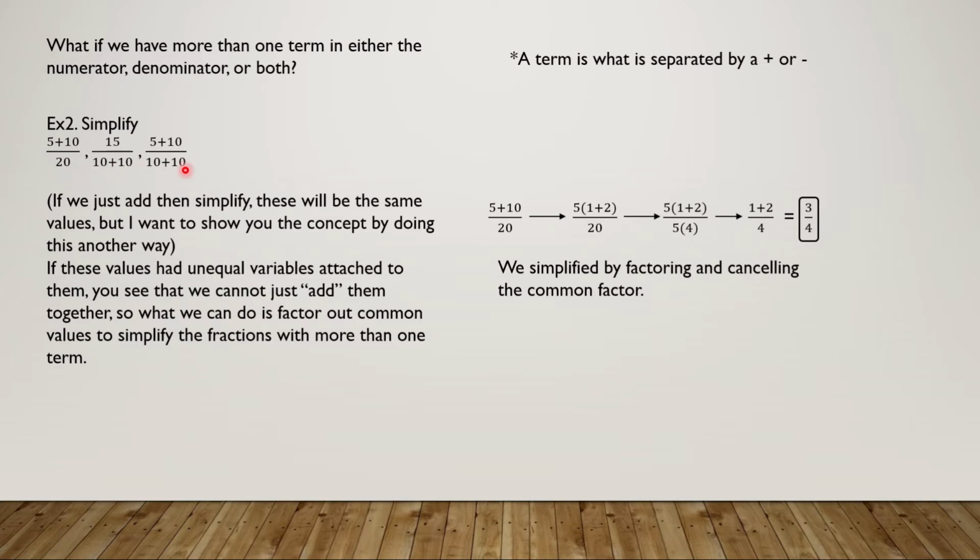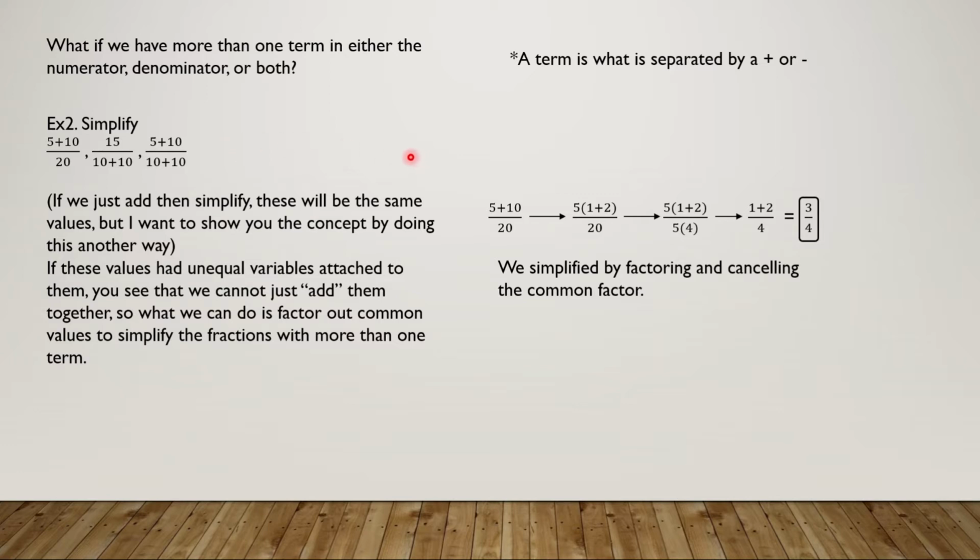Now, you can see through all 3 of these examples, they all are the same value, except they have different terms because they're broken up differently. And then in this last one, you can see that both the numerator and denominator have 2 terms. So that's just what I mean by the idea of terms.